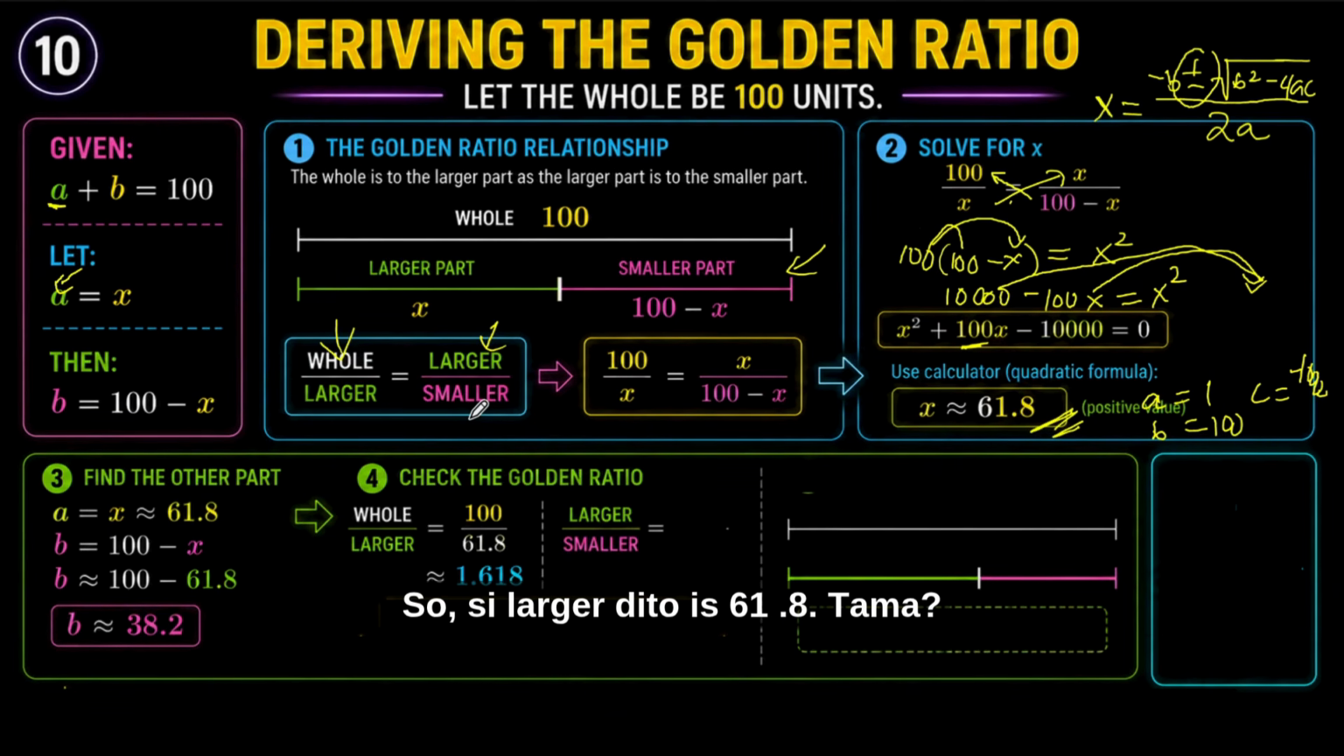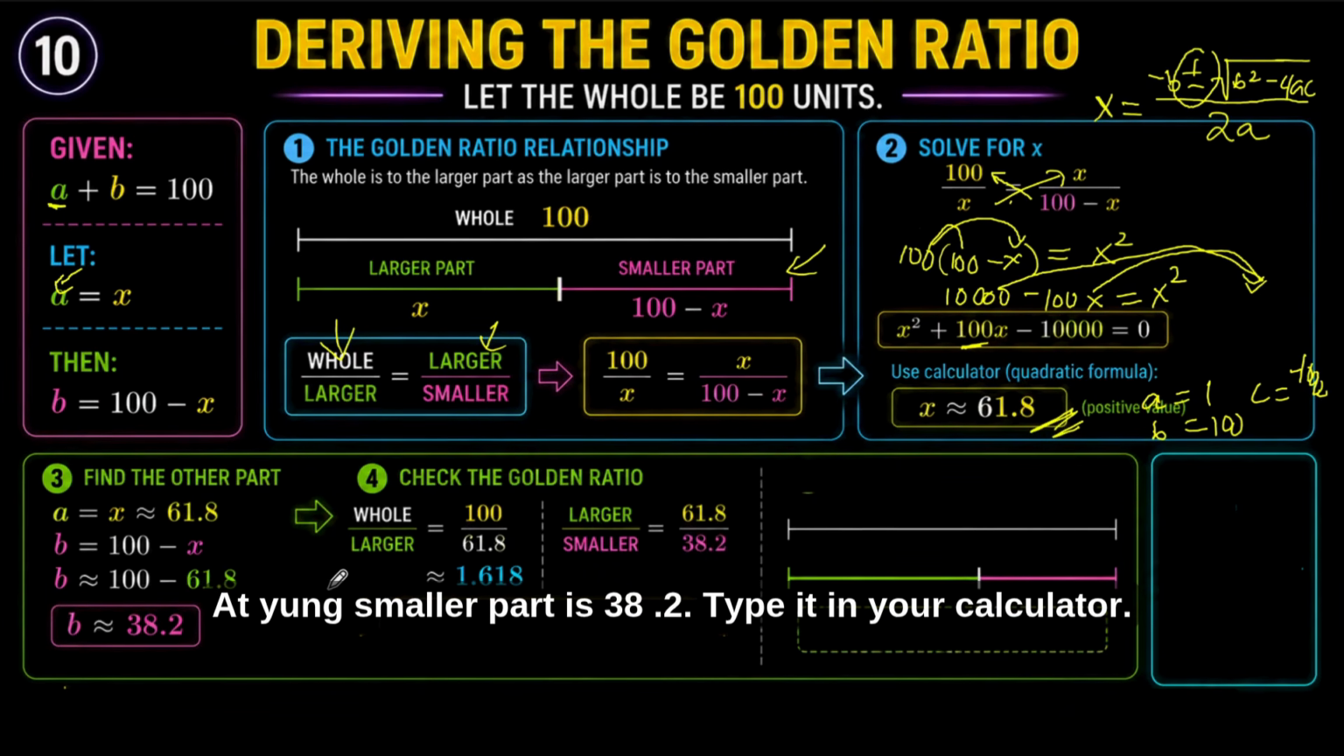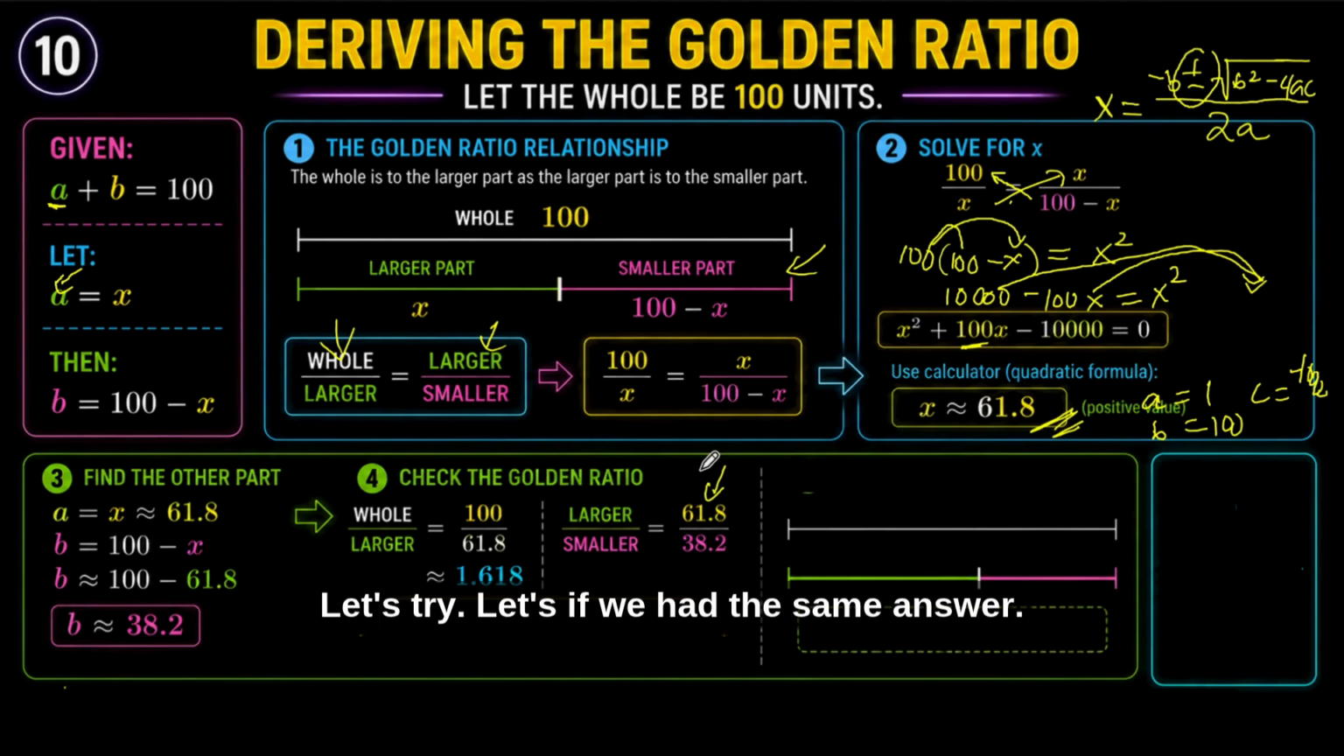Try natin si larger over smaller. So, si larger dito is 61.8. Tama? At yung smaller part is 38.2. Type it in your calculator. Let's try if we have the same answer.